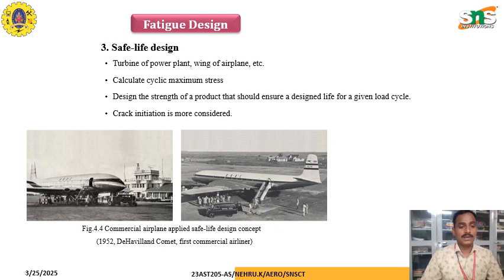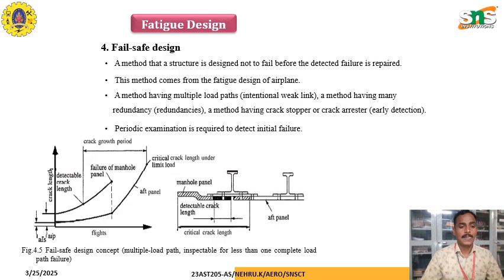Coming to the safe-life design, turbines of power plants and wings of airplanes need a safe-life design. It involves calculation of cyclic maximum stresses. The design and strength of the product should ensure a design life for a given load cycle, where crack initiation is more considered. This is one example of commercial airplanes applying the safe-life design concept.